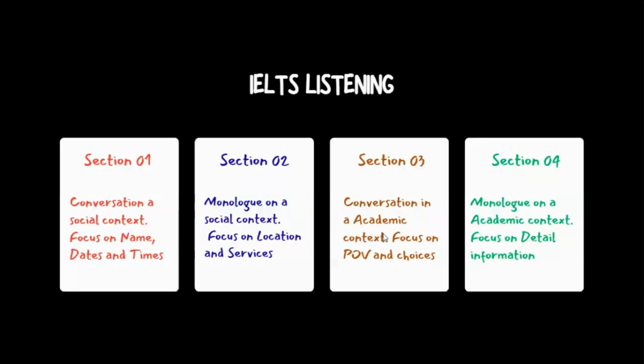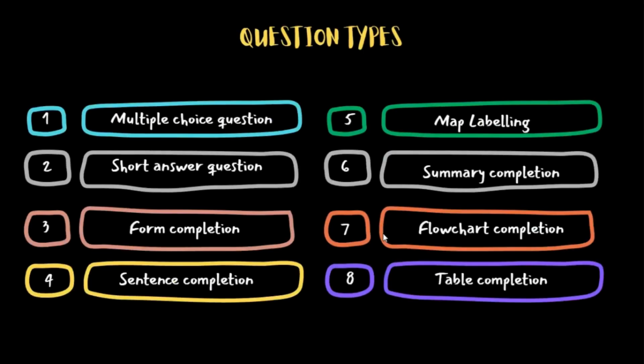Meanwhile, section 4 is a monologue, and the audio is faster, and people tend to struggle in section 4 as well. But section 4 for me was the easier one, as it focuses mostly on detailed information, and if you read the questions carefully, I think you would be able to get hold of the correct answers more easily than in the other three sections. Now if we look at the question types, there are basically 8 types of questions, but it depends on Cambridge what type of question they're giving.